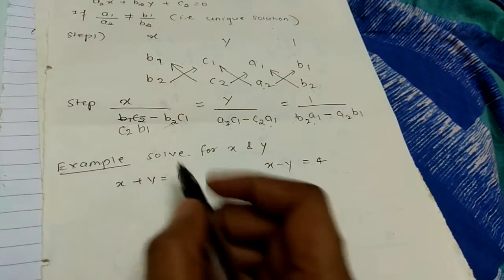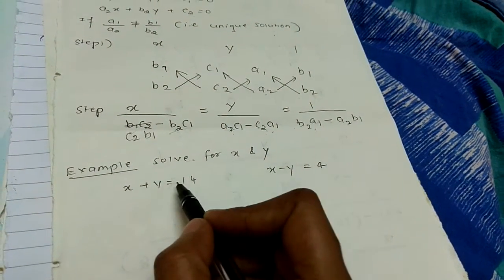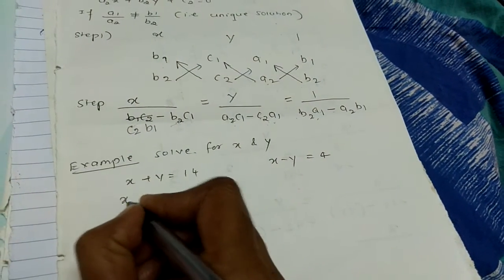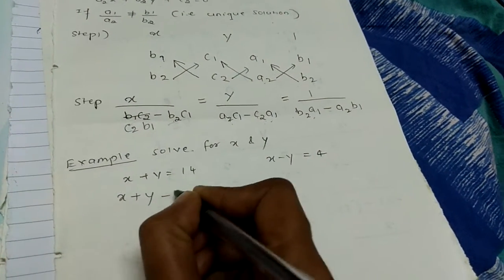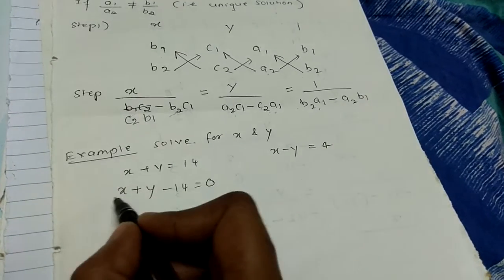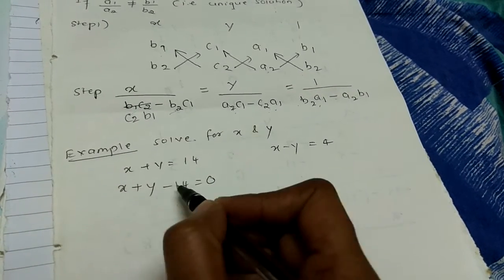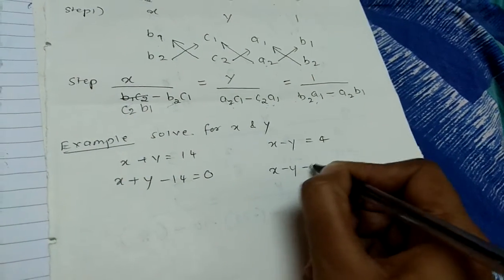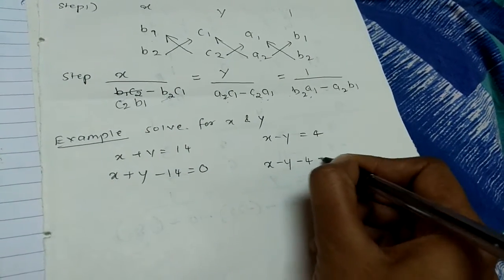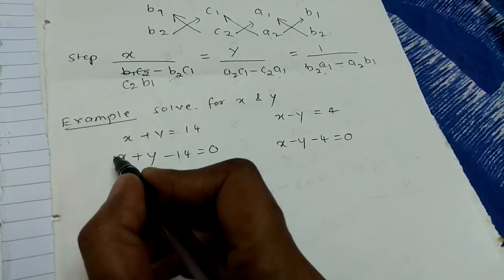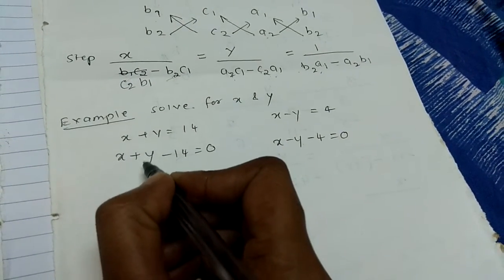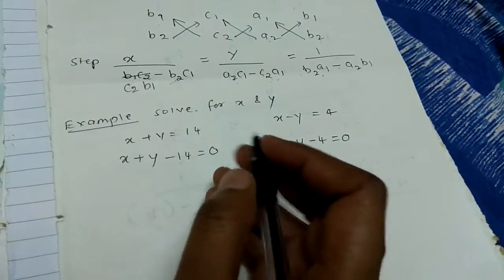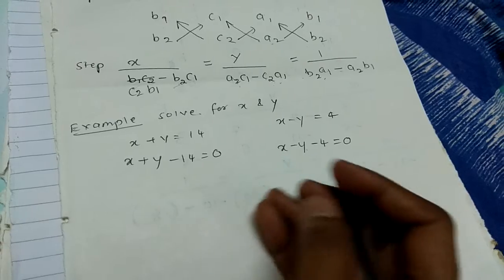You can see here, first of all you have to check whether the equations are written in general form or not. So here we can write this as x plus y minus 14 equals 0. That is the a1x plus b1y plus c1 form. Next is x minus y minus 4; you are going to take the constant to this side, equals 0. Now you know that here a1 is 1, b1 is 1 and c1 is minus 14. So you can write those numbers or you can take them directly.